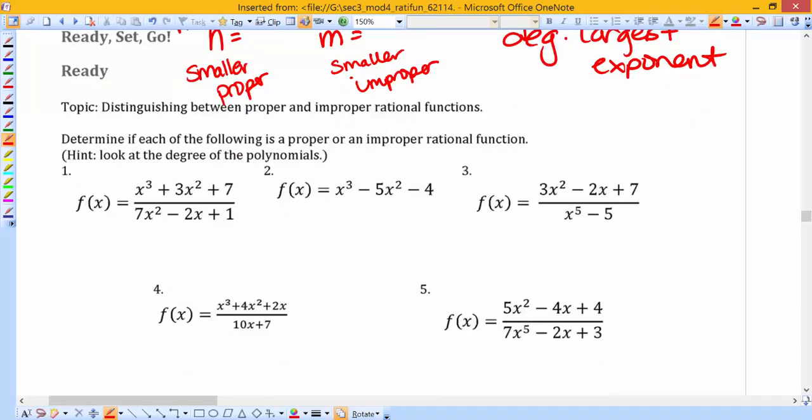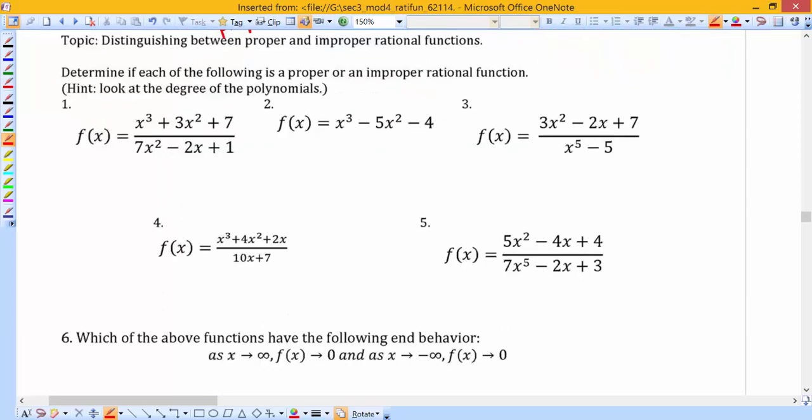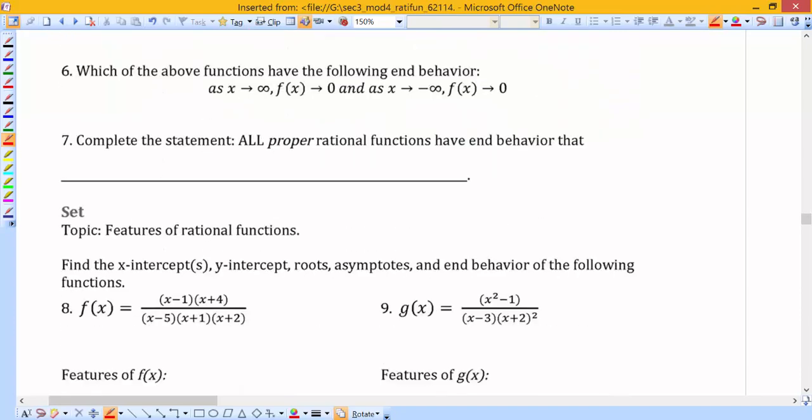And we looked at this in order to determine if it was proper or improper. So I'm going to let you guys work through 1 through 5 and use your notes, use your foldable if you need the definition of degree a little bit more, and shouldn't be too bad. Now 6 and 7, this is really bad to say. I'm not really too worried about you guys doing 6 and 7 right now.